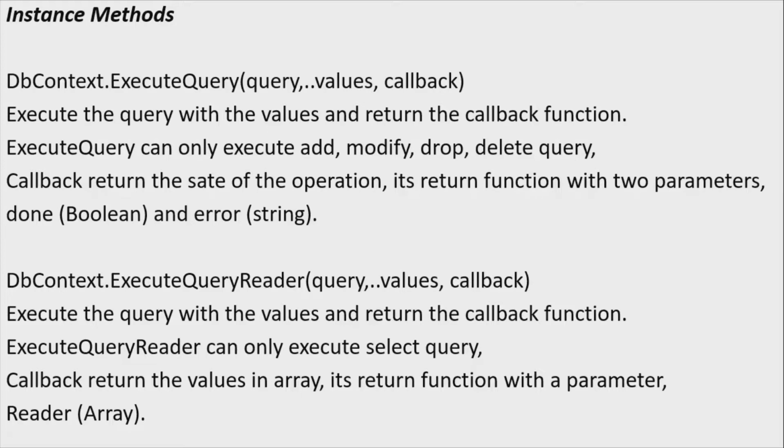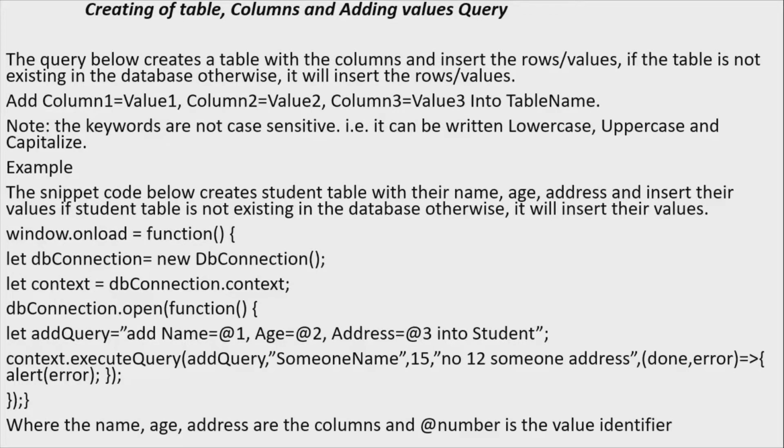The callback returns the state of the operation. It is a function with two parameters, which means the state is either successful or not successful, whether it is executed successfully or not. You have a done, which is the boolean type, and an error, which is the string data type. Done will return true if it is successfully executed. If it doesn't execute successfully, done, the boolean type, will return false, and the error, the string data type, will specify the reason and notify the error.